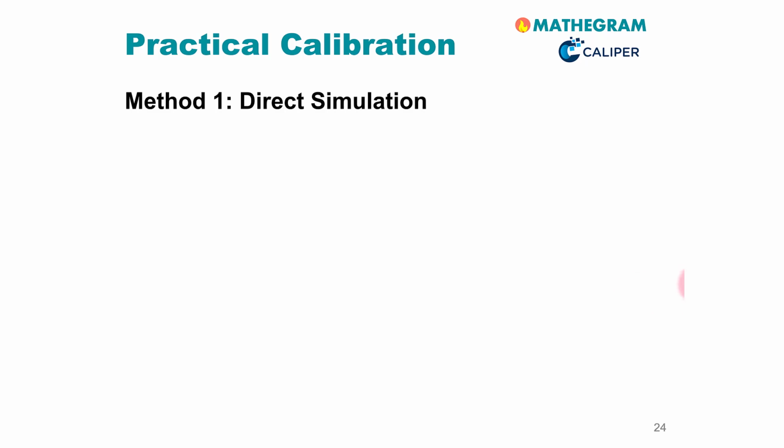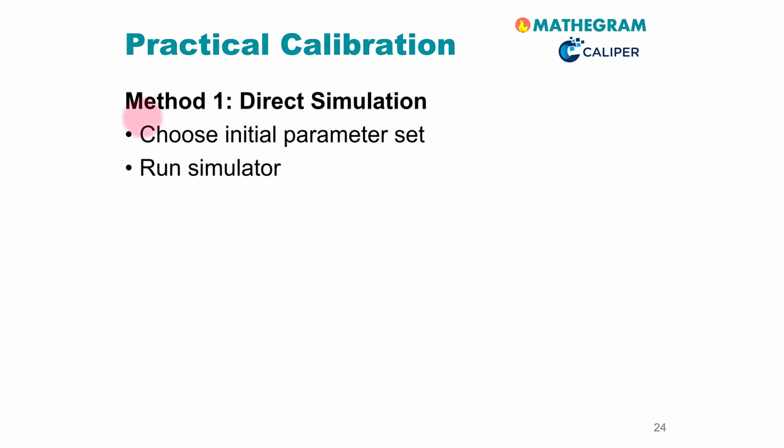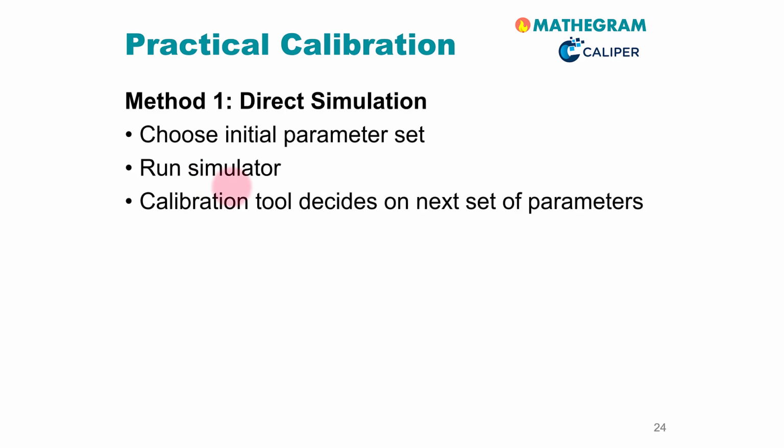Let us now focus on the two different methods to perform the actual calibration. The first method is direct simulation. Here we choose an initial parameter set. This set can be, for example, based on prior knowledge. We then run our DEM simulator, and the result of the DEM simulation will be compared to the experiment. The critical point here is that the calibration tool will then decide on the next set of parameters.